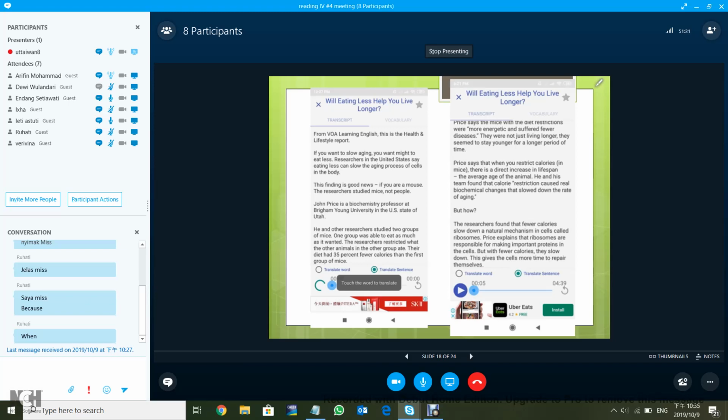Okay. Can you translate this, please? Ini laporan tentang kesehatan dan gaya hidup. Dari kata age itu tua, aging berarti sebagai verb, penuaan. No, not makan sedikit tapi eat less. Mengurangi.